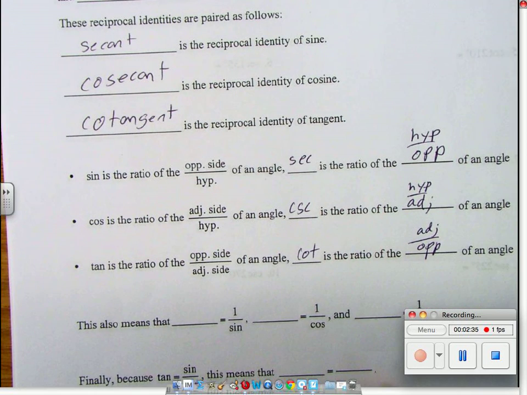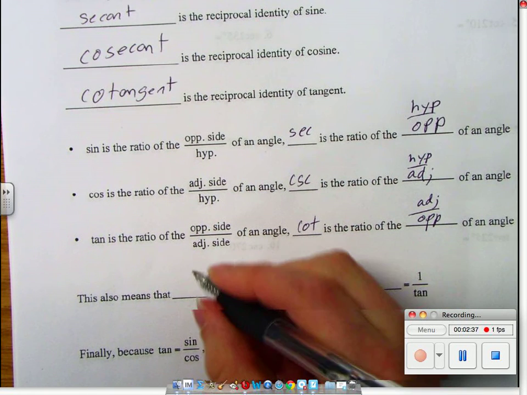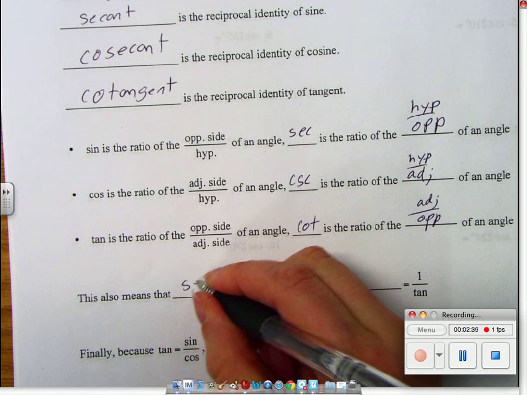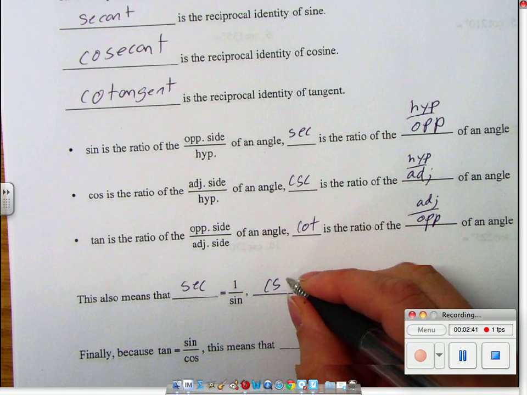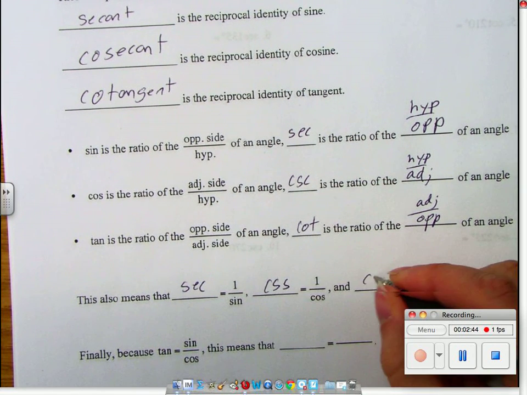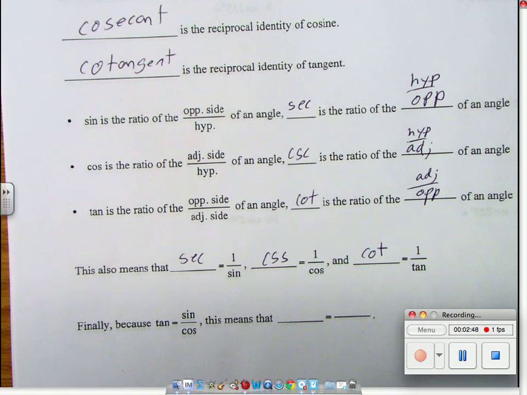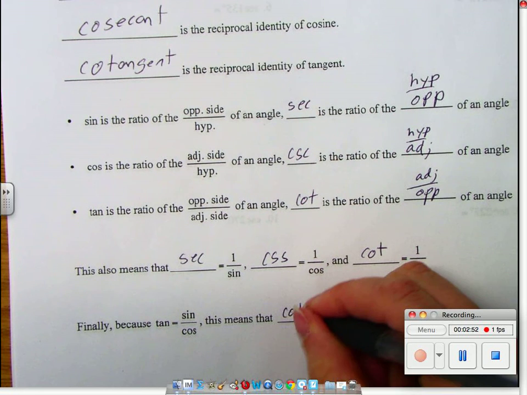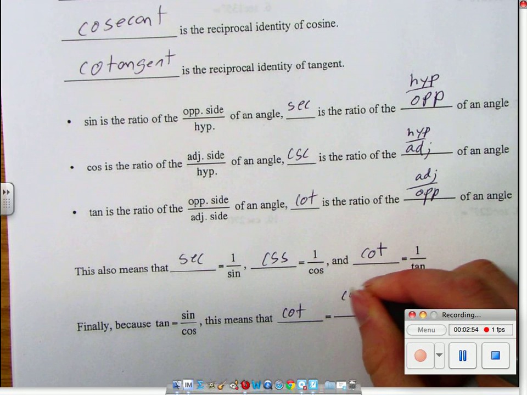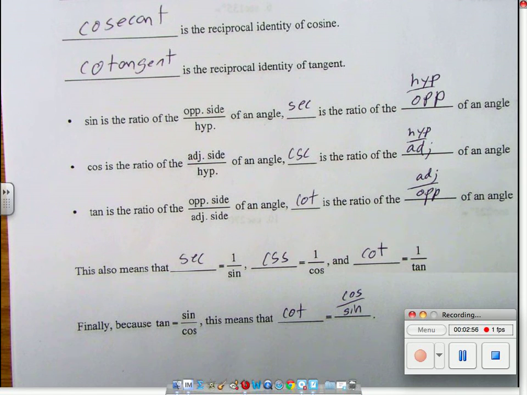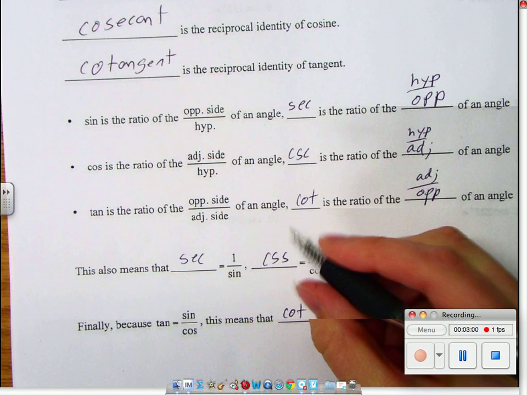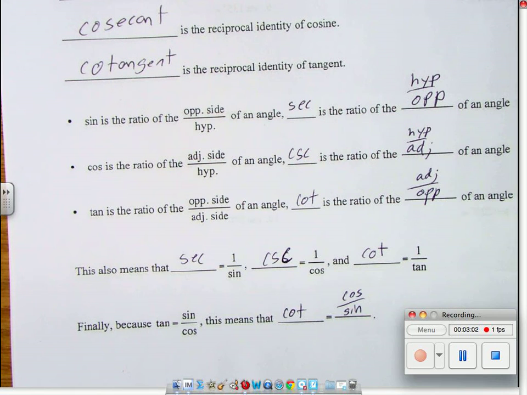Okay. This also means that secant is 1 over sine, cosecant is 1 over cosine, and cotangent is 1 over tan. Last thing on this side of the page, tangent is the sine over the cosine. Cotangent would be the cosine over the sine. We're just flipping it. CSC. Make sure you finish copying this down.